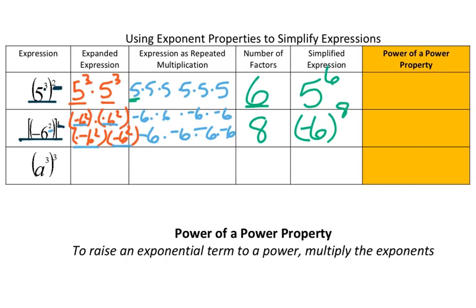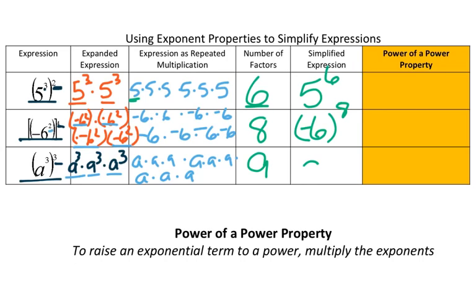Let's look at A. A to the 3rd to the 3rd. Let's do the outside exponent first, so that means A to the 3rd times A to the 3rd times A to the 3rd. Sorry, I meant to do that in orange. Now, expand it farther. A times A times A, that's the first one, times A times A times A, that's the second one, times A times A times A, that's the third one. Okay? So I have 9 factors when I count it, and that gives me A to the 9th power. Seems like a lot of work, right?